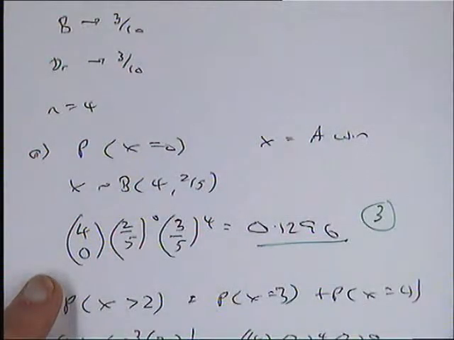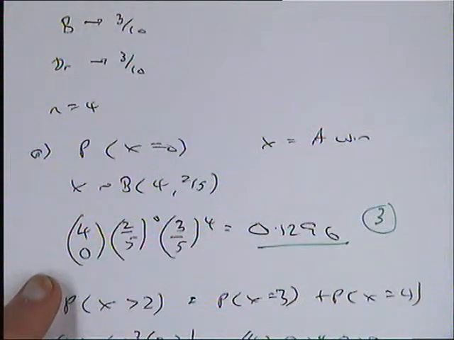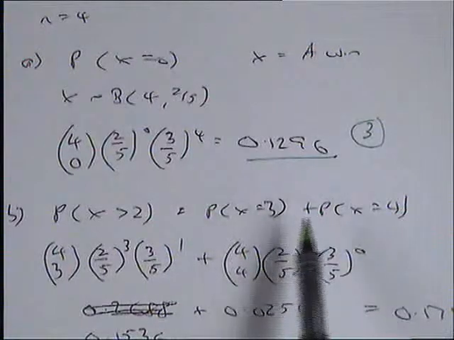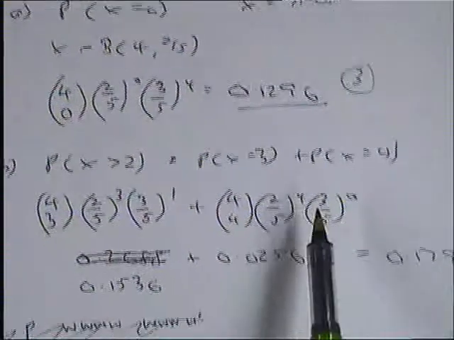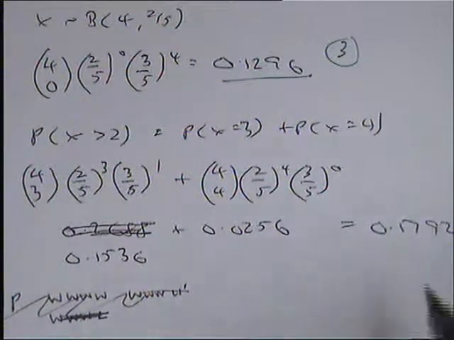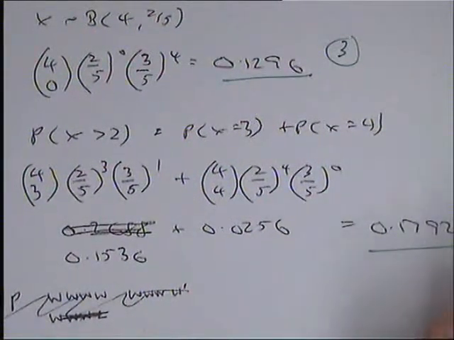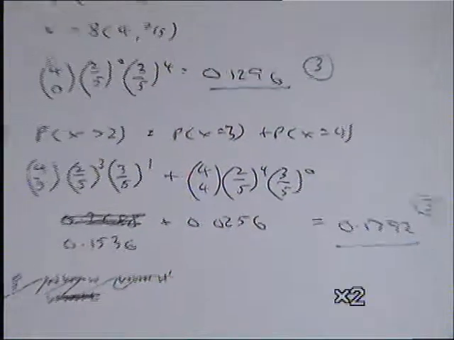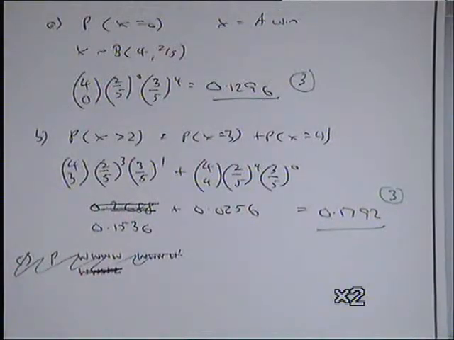The next part was he wins more than 2 of them. More than 2 is 3 or 4. So I worked out the probability of 3, the probability of 4, added them together. Let's give you 3 marks for that. That's 0.1792.